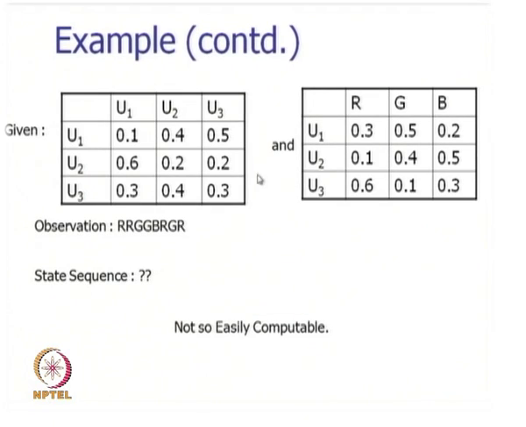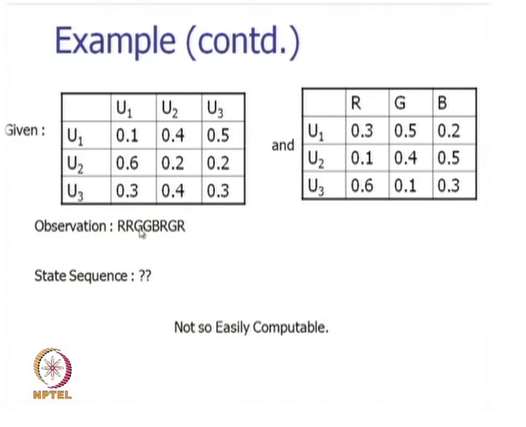The other probability is the observation probability table. So, for urn 1, the probability of drawing a red ball is 0.3, that of a green ball is 0.5, that of a blue ball is 0.2. And the reason for this is that 30% of balls in urn 1 are red, 50% are green, 20% are blue. Okay. So, the probability is this: 0.3, 0.5 and 0.2.